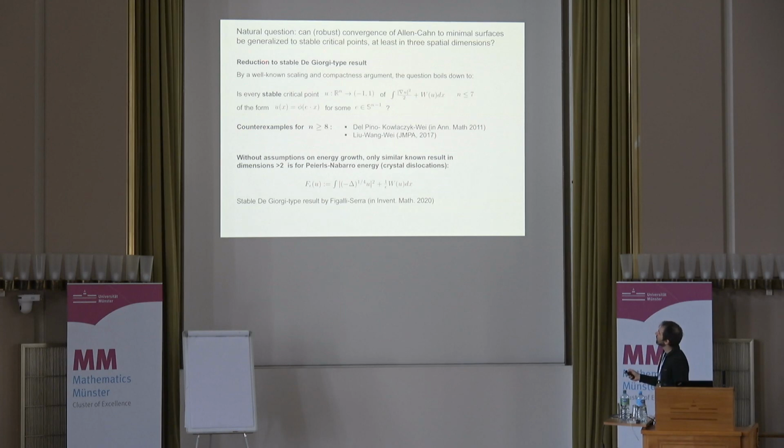So if you know the classification, all the question of the regularity theory boils down to this classification problem. Is every stable critical point from Rn to plus and minus 1 of this energy, the Allen-Cahn energy with epsilon equal 1, a 1D function, phi of e dot x for some e in the sphere? Again, this is only true up to dimension 7, because for 8 or larger there are counterexamples, known since some years ago.